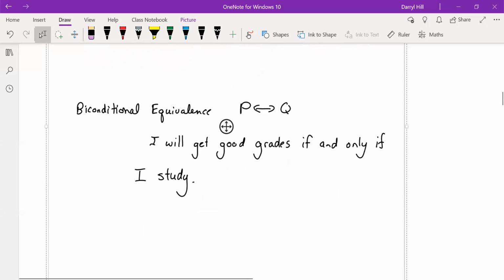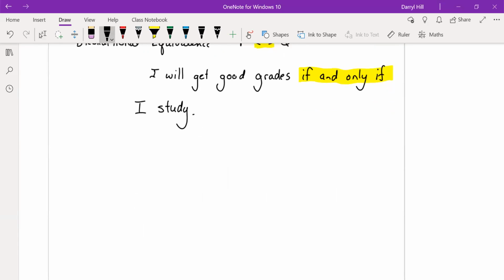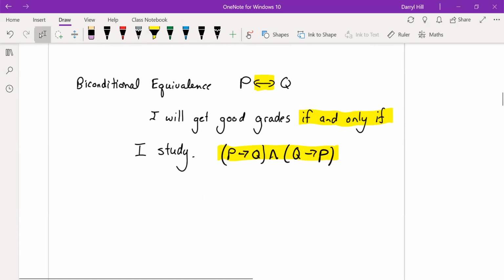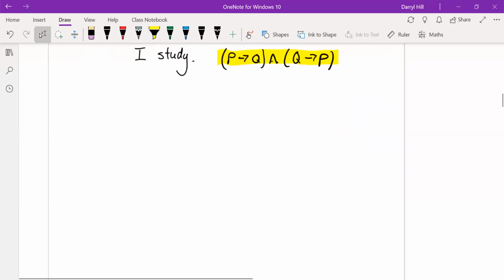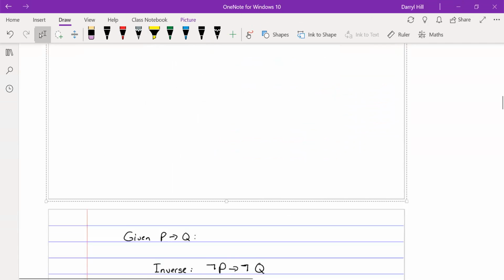Biconditional equivalence. So P if and only if Q. That's this two-way arrow here. That means, and we've seen, that it's equivalent to P implies Q and Q implies P. And that's typically how we express it if we're trying to prove it: we use this form. So that's logically equivalent to this.